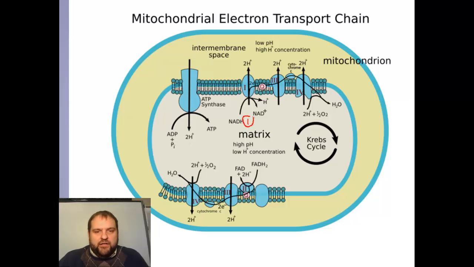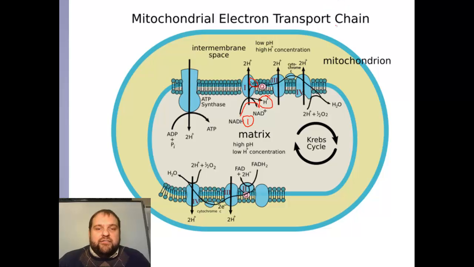Here's number 1. First thing that happens is NADH drops off hydrogens and electrons. So it drops off, here's hydrogens, and here's electrons. I know it's kind of hidden up there, that 2e. So now the NADH has dropped off its hydrogen and its electron.